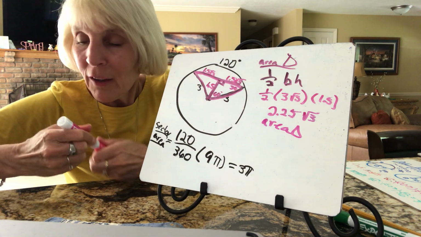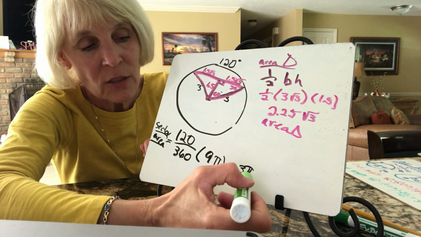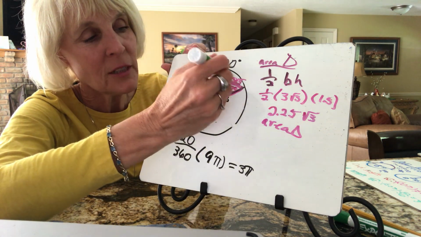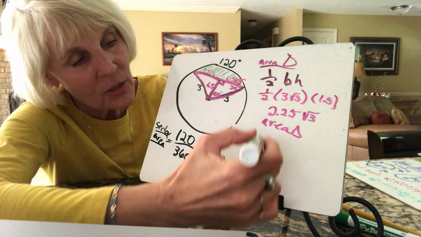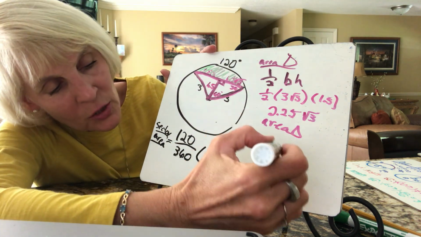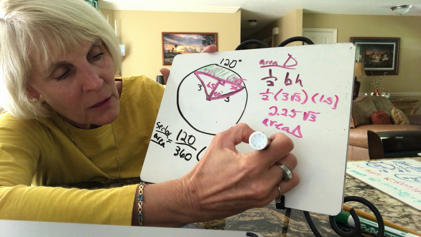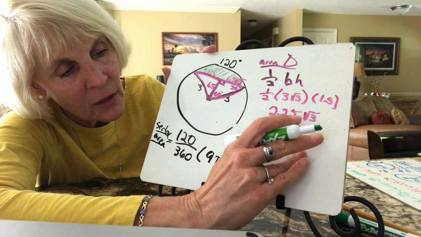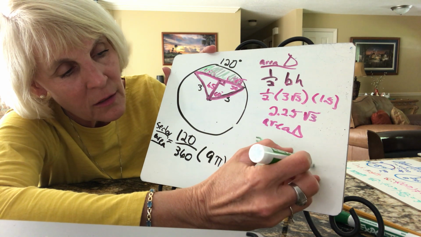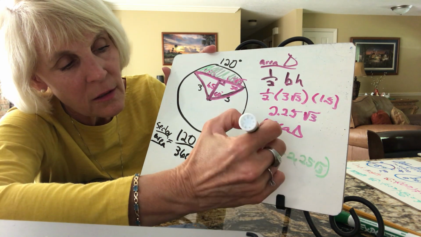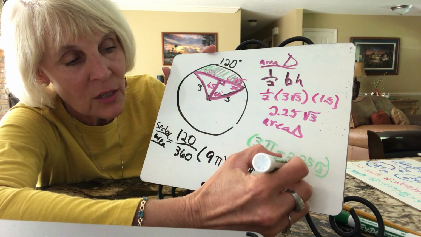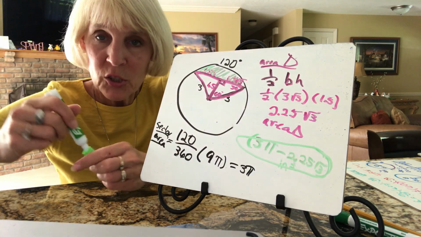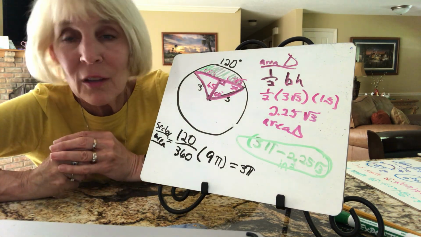So how am I going to find now, if I know my sector area and I know my triangle area, how am I going to find that piece of cookie area? You're exactly right, just subtract. So my answer is going to be 3 pi minus 2.25 square roots of 3. And that would be in square units, so in this case in square inches. I can't add or subtract in this case because they're not both like units.